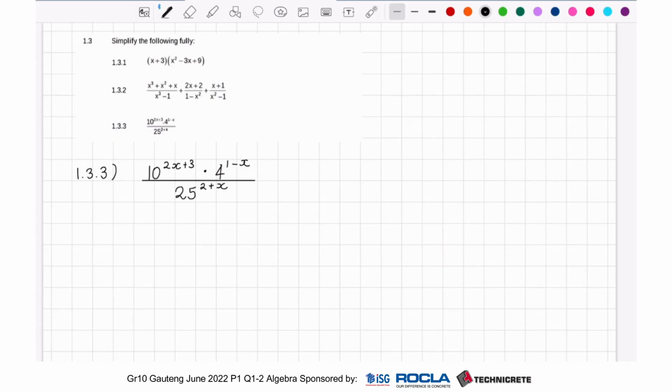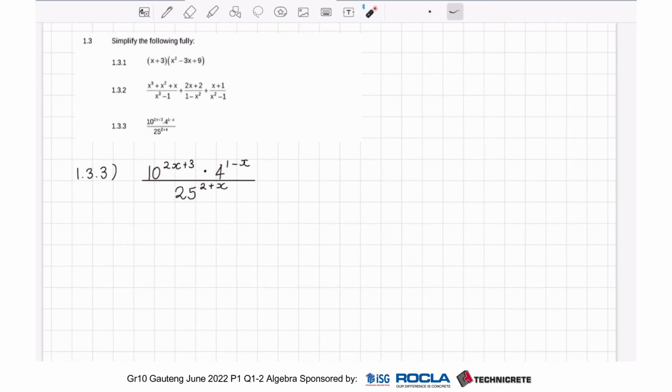Okay, so the first thing that I notice is all of my bases are different. So for this one, I've got a base 10, for this one, I've got base 4, and for this one, I've got base 25. And if I want to use my exponent laws, I know that I probably want my bases to be the same. And when the bases are the same and things are being multiplied and divided, then I can just add and subtract the exponents.